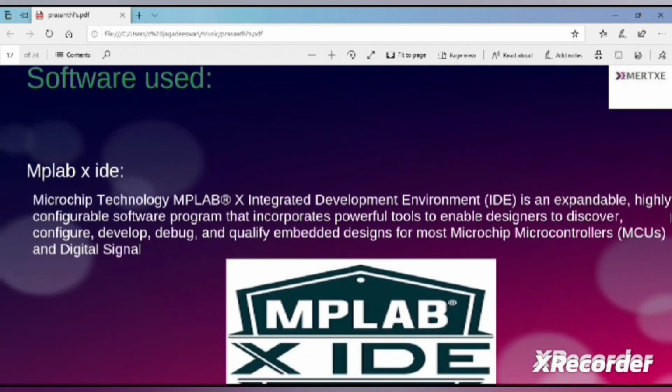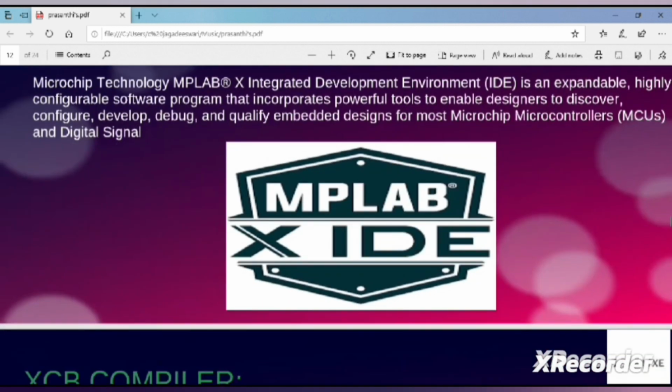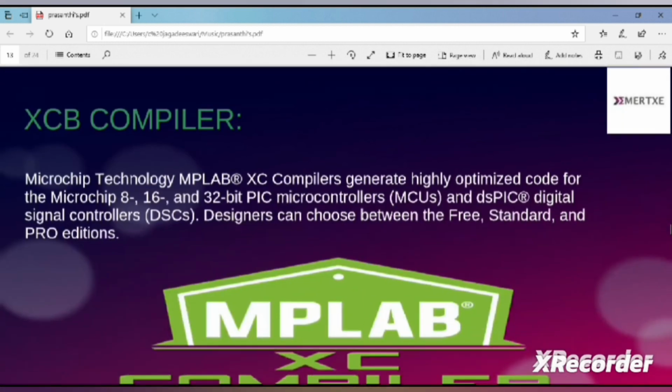The three software tools used in this internship: MPLAB X IDE from Microchip Technology. MPLAB X Integrated Development Environment is an expandable, highly configurable software that incorporates powerful tools to enable designers to discover, configure, develop, debug and qualify embedded designs for most Microchip microcontrollers and digital signal controllers. And next is the XC8 compiler.